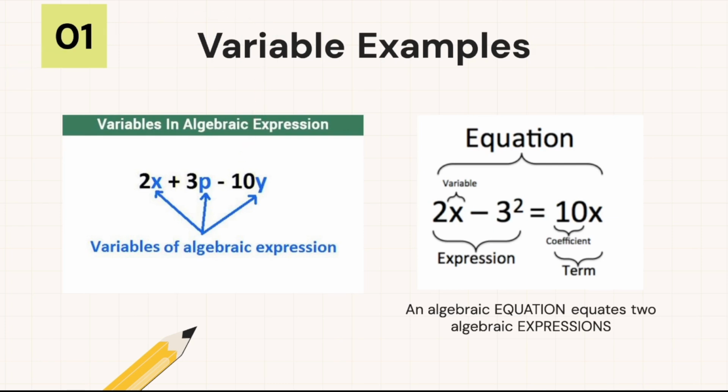So let's look at some examples of variables. Within this algebraic expression, x, p, and y are all variables, as they are letters which represent numbers that we don't know the value of. As we can see, the value of x is being multiplied with 2, the value of p is being multiplied with 3, and the value of y is being multiplied with 10.